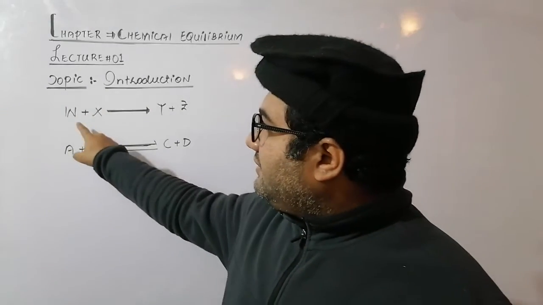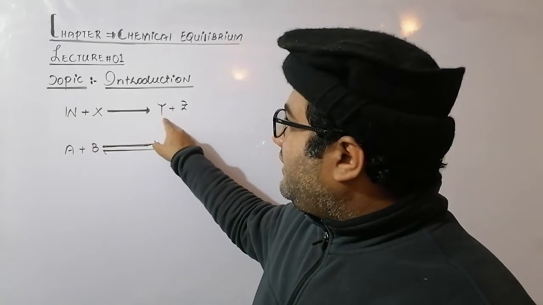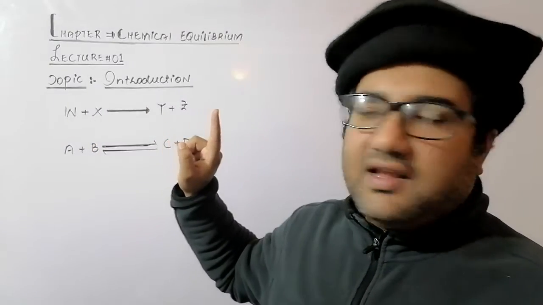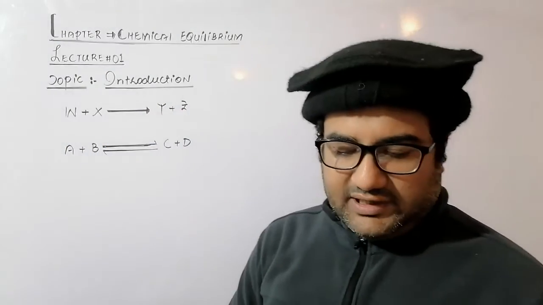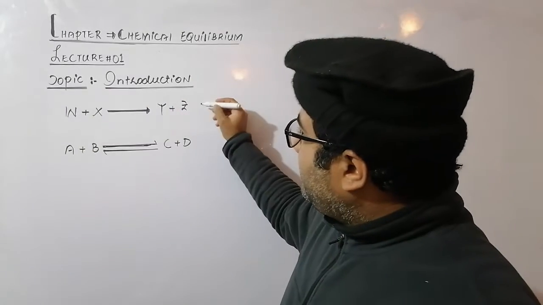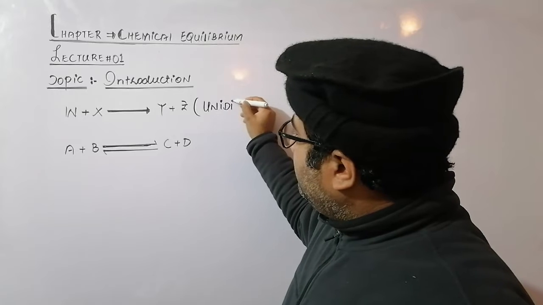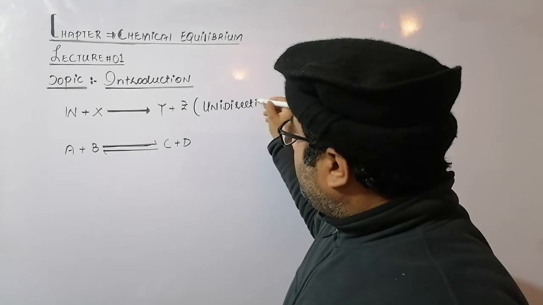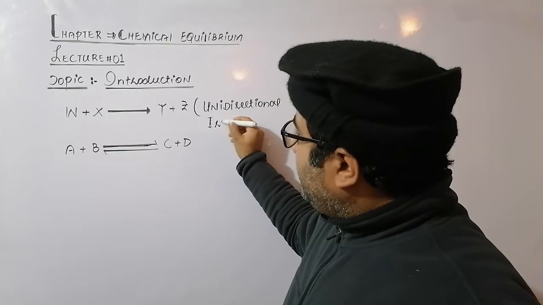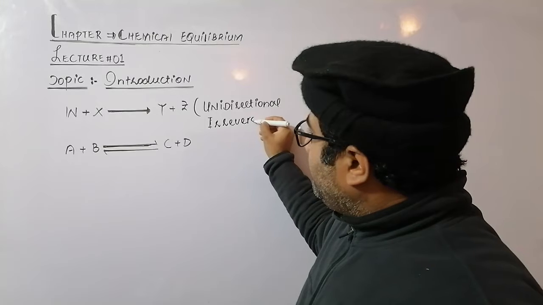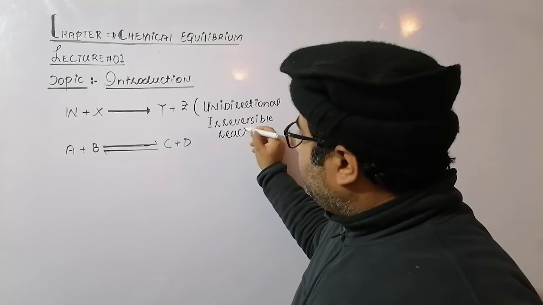In the first reaction, W reacts with X and it forms Y and Z products. And this reaction takes place only in one direction. So I will say that this one is a unidirectional or irreversible reaction.